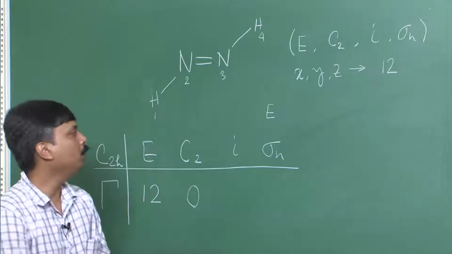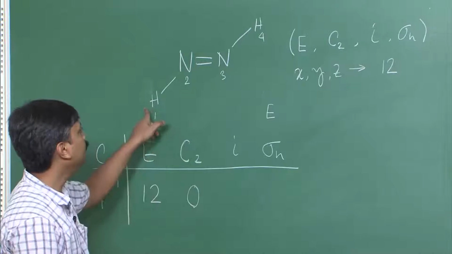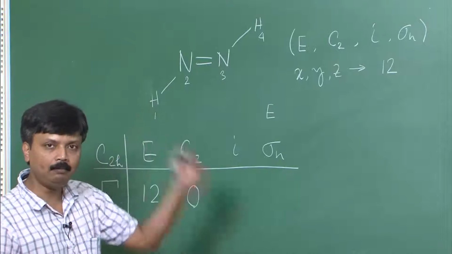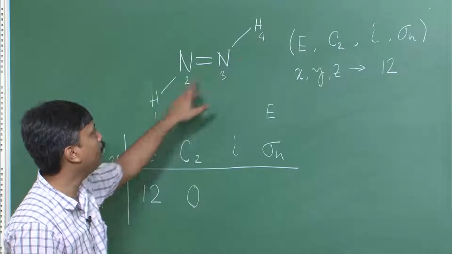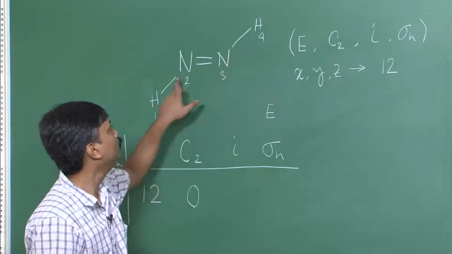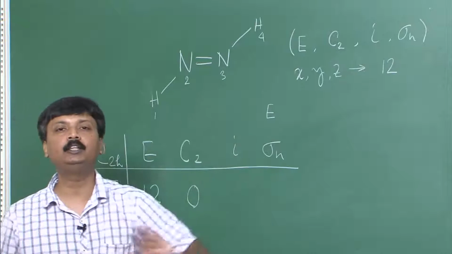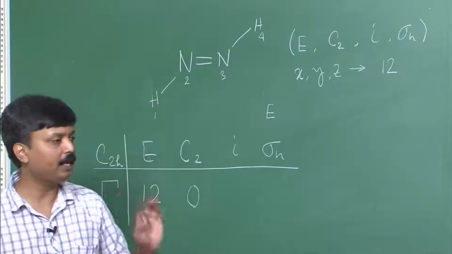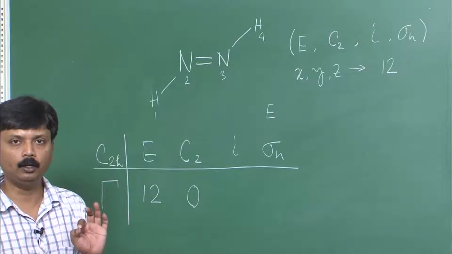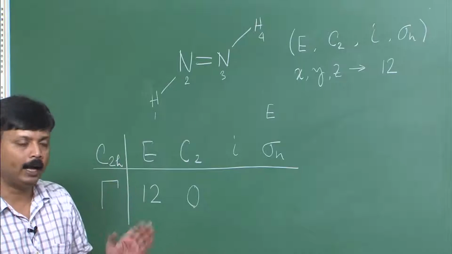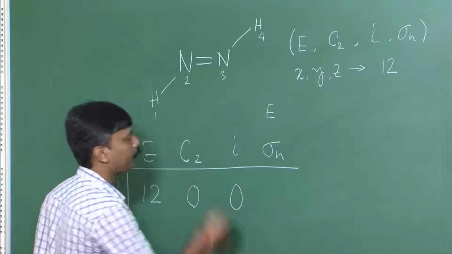Okay. Now, let us look at i. So, what does i do? So, i does pretty much the same thing as C2 does. So, 1 and 4 get interchanged, 2 and 3 get interchanged. So, there is no unshifted atom, meaning every basis function will contribute 0 to the diagonal, leading to an overall character of the representation to be 0.